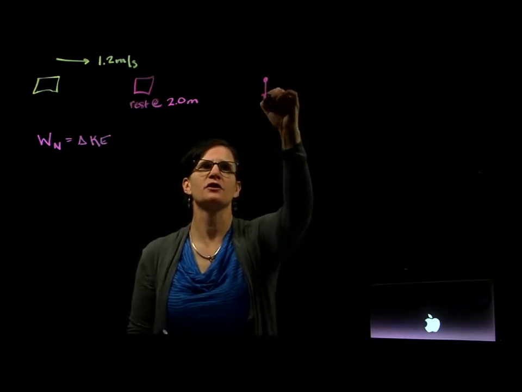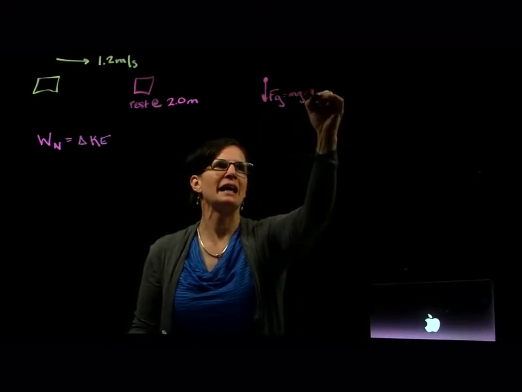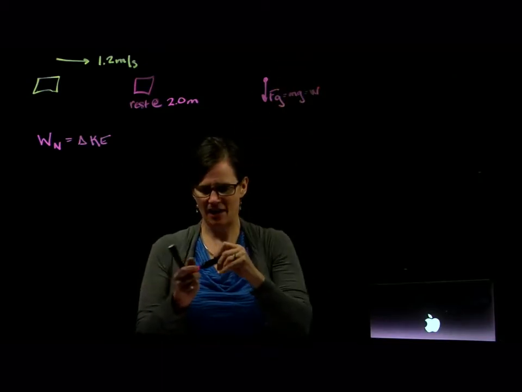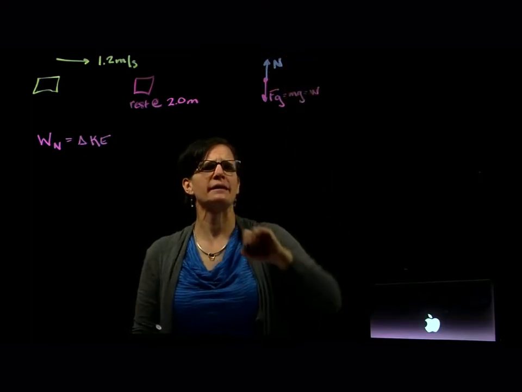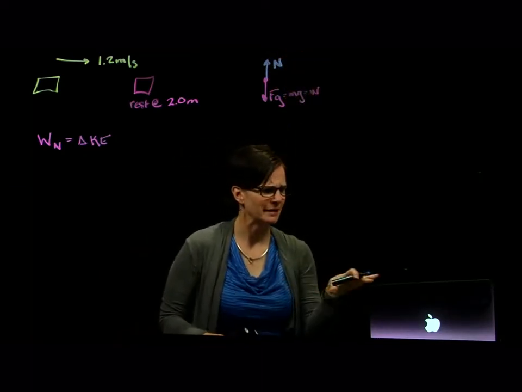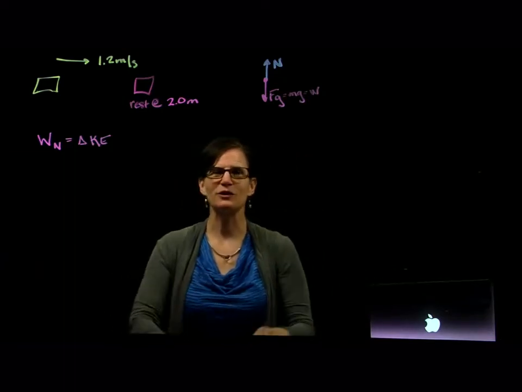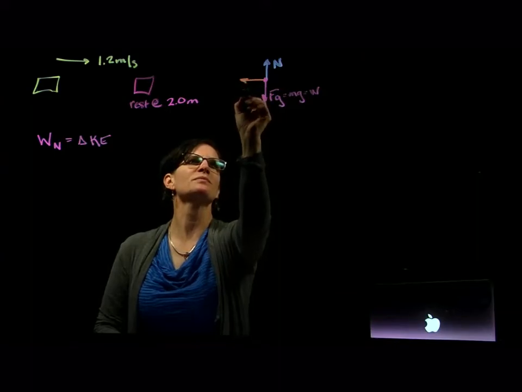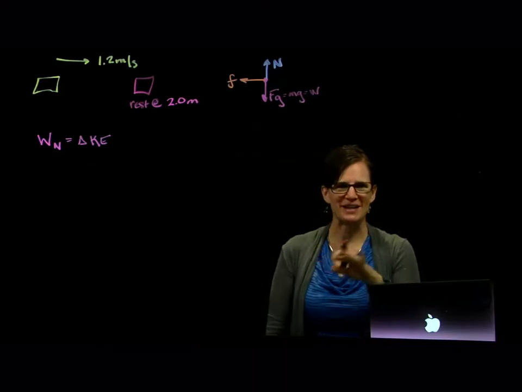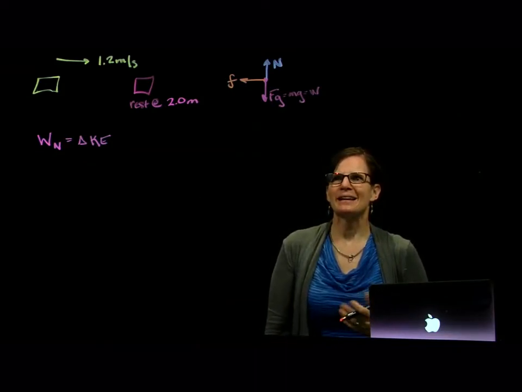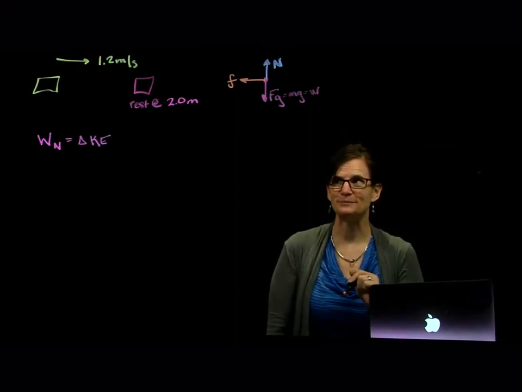What interactions are acting on our object? Well, we have the Earth, of course, so we have the force of gravity, which is between the Earth and the suitcase. We have the normal force, which is between the suitcase and the airplane floor, or the luggage compartment. And then we have the force of friction, which is between the suitcase and the floor. And that's it. Those are the only forces acting on this object moving to the right.